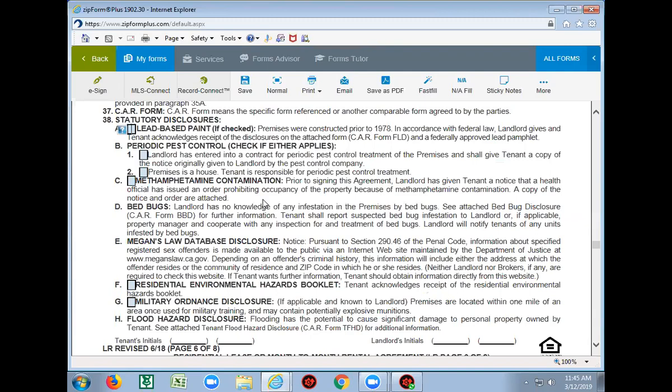E, Megan's Law database disclosure. Notice pursuant to section 290.46 of the Penal Code. Information about specified registered sex offenders is made available to the public via the internet website maintained by the Department of Justice at www.meganslaw.ca.gov. Depending on the offender's criminal history, this information will include either the address at which the offender resides or the community of residence and zip code in which he or she resides. Neither landlord nor broker, if any, are required to check this website. It's not our job. Tenant, you check it yourself. If tenant wants further information, tenant should obtain information directly from this website. Because sometimes we don't want to get involved. Too much hassle.